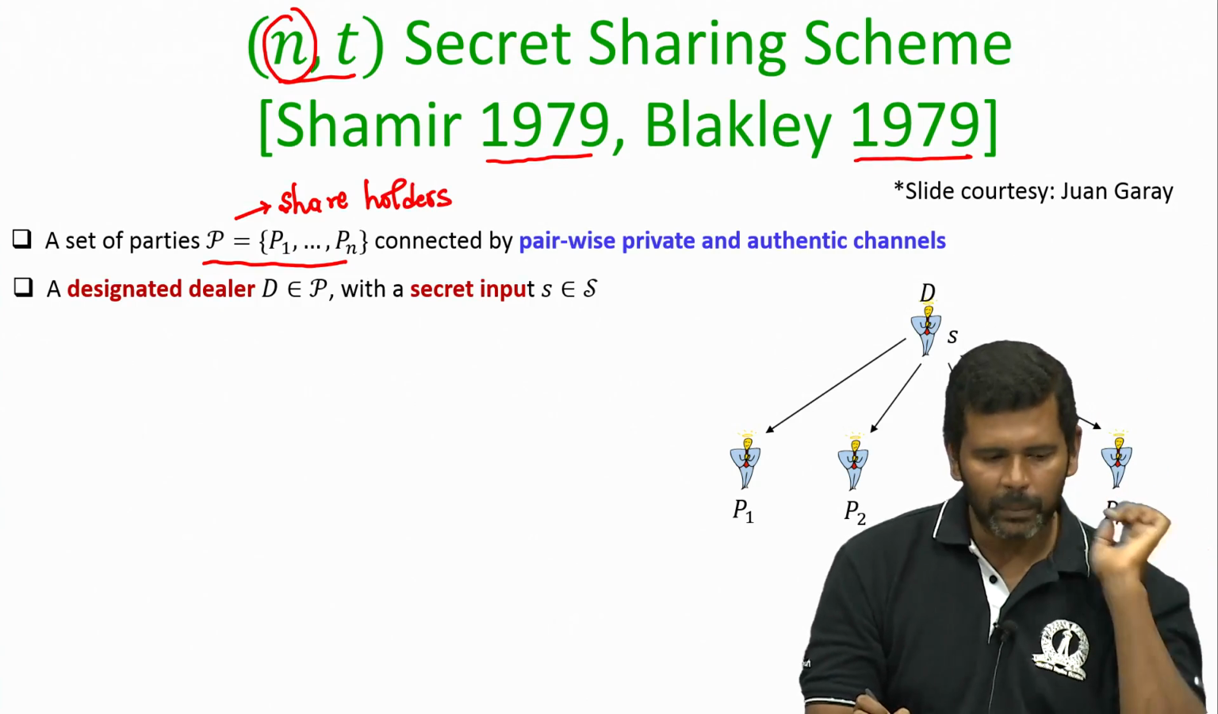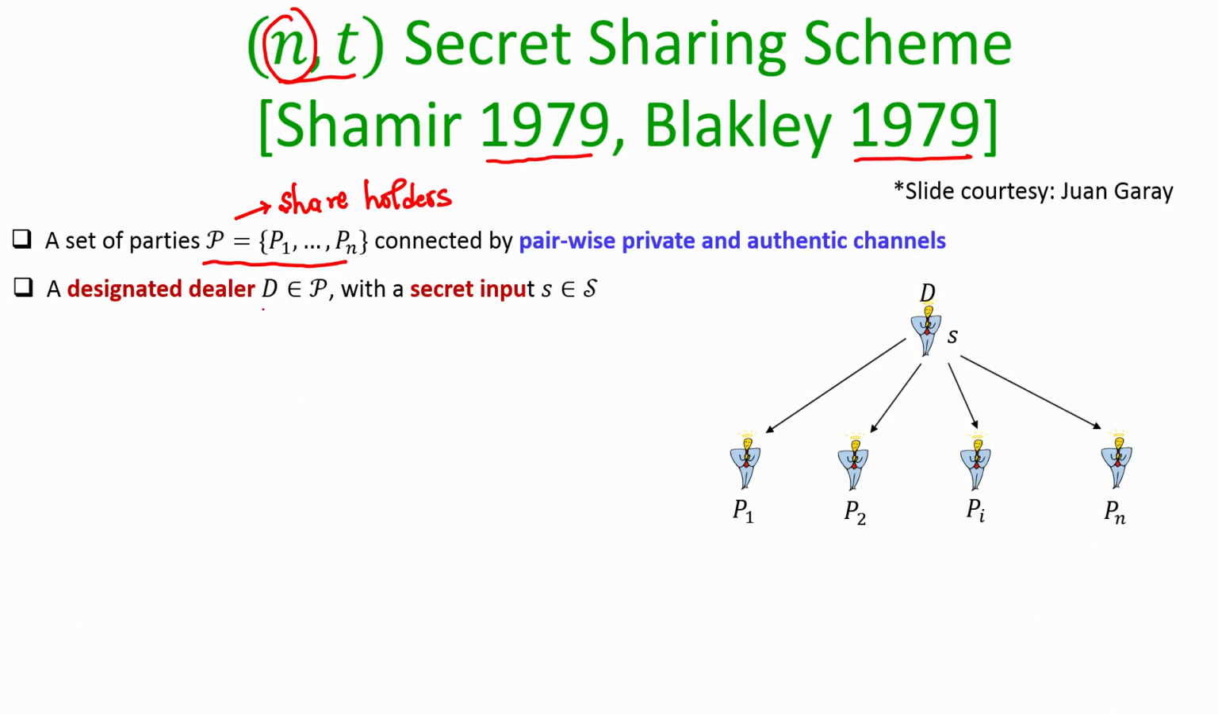And among these n parties, there is a designated entity or a special entity whom we call a dealer, denoted by D. The dealer has some private input, some secret input, let us denote it by S, which is a bit string, or it could be any abstract value, but you can always assume that it is a bit string, and this value S belongs to a bigger set, namely this fancy set, which I call the secret space.